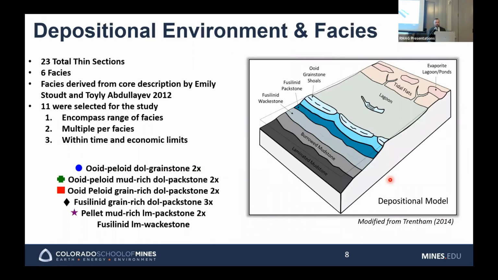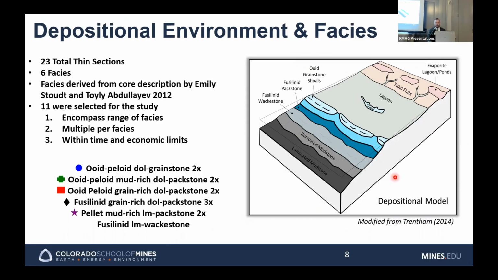So from these two cores, we had 23 thin sections and 6 different facies. The facies were derived from core descriptions by Stout and Abdullayev in 2012. We selected 11 of these 23 thin sections for the study.